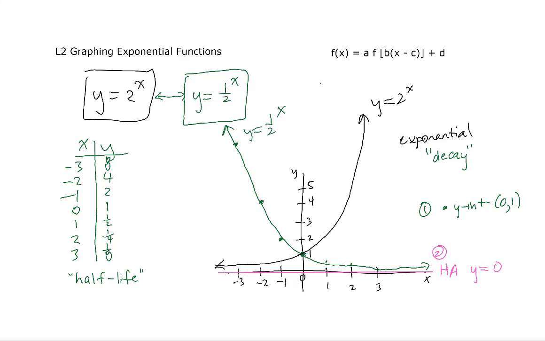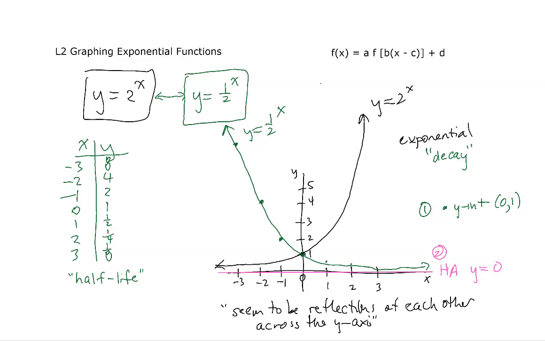I think mostly we would come to the conclusion that they look alike and they seem to be reflections of each other across the y-axis. And some of you actually already know that this y equals half to the x can actually be rewritten as y equals 2 to the negative 1, all to the x, or really y equals 2 to the negative x.